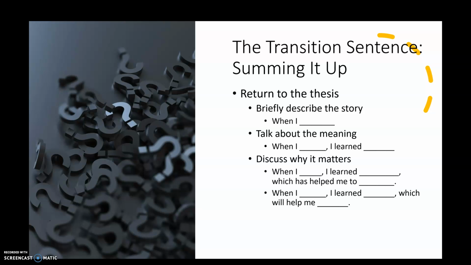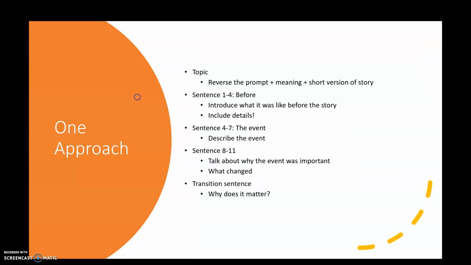A couple of ways you can do that is to talk about how it's helped you now or how it'll help you in the future. "When I blank, I learned blank, which has helped me to blank." Or "When I blank, I learned blank, which will help me blank." And you can use these sentence starters in your paragraphs, by the way, if it helps you to create these sentences. So one approach to writing this type of paragraph is the following outline.